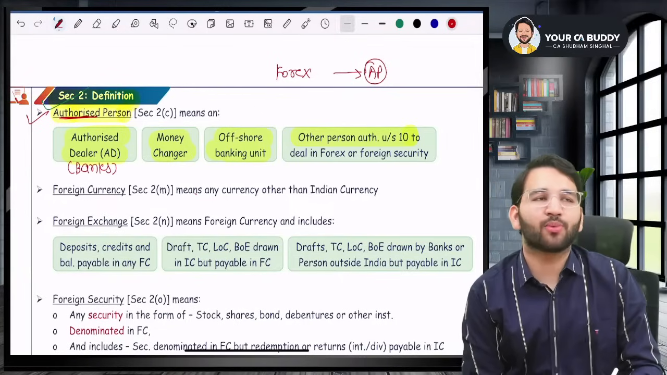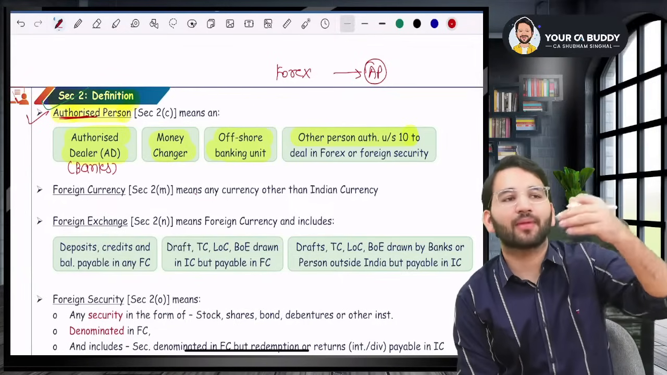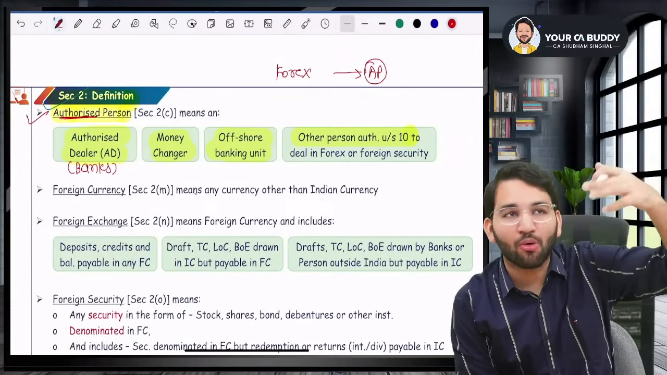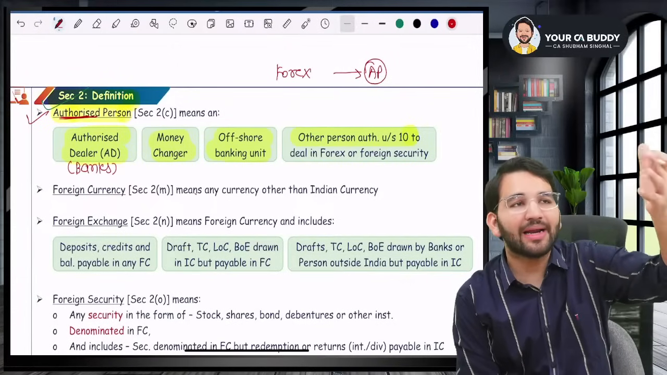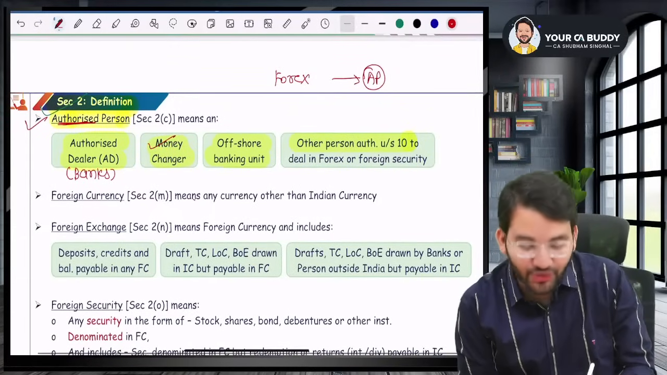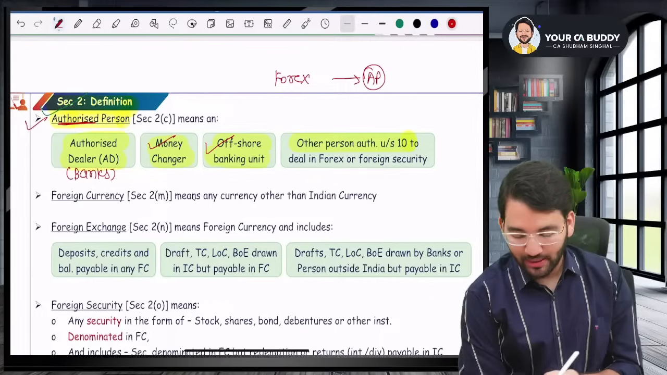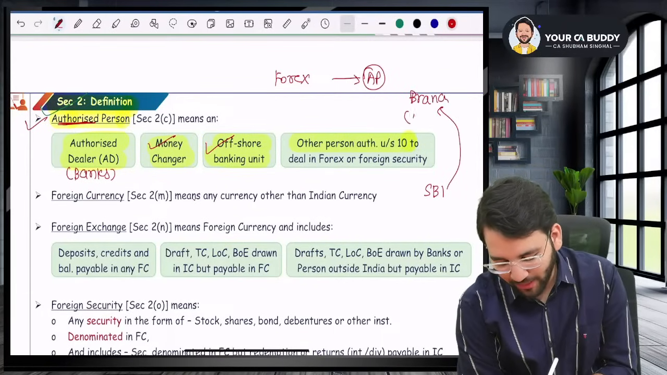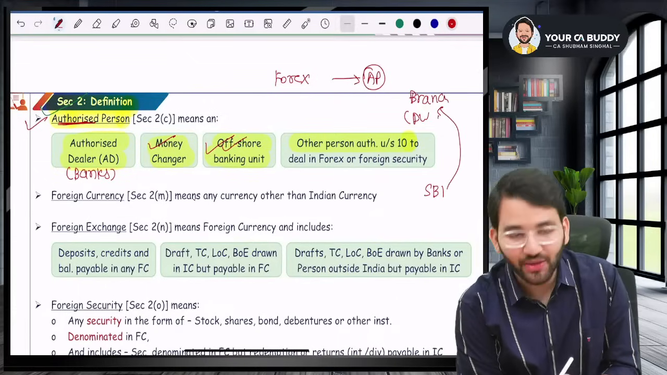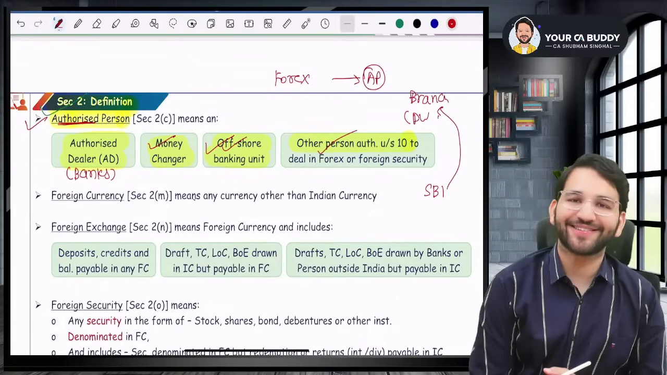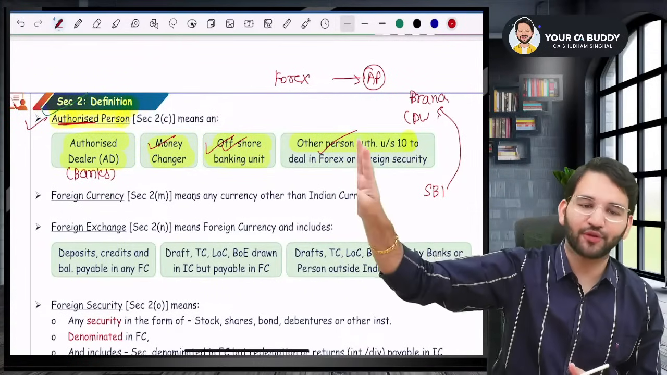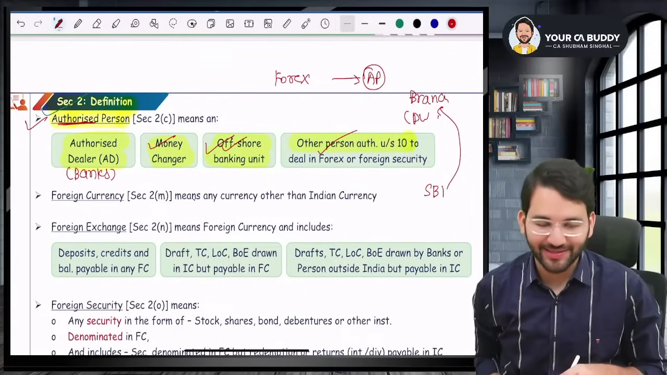When I say money changer, what is a money changer, sir? For example, when you go to the airport, there are a lot of counters where you can exchange rupees, you can get dollars. So those are money changers. Offshore banking unit means what? Sir, SBI has a branch in Dubai. That Dubai branch is an offshore banking unit. And the last one, other person authorized under section 10. So authorized person means what? Authorized dealer, money changer, offshore banking unit, or any other person authorized under section 10.